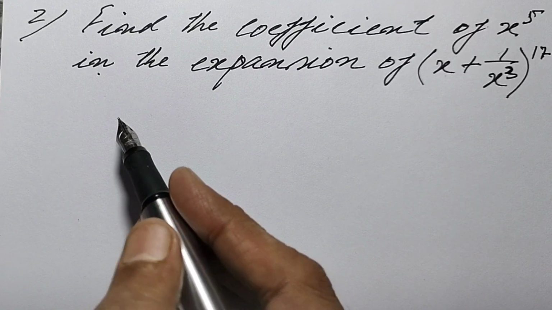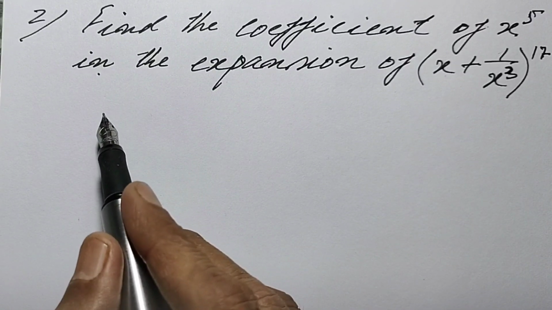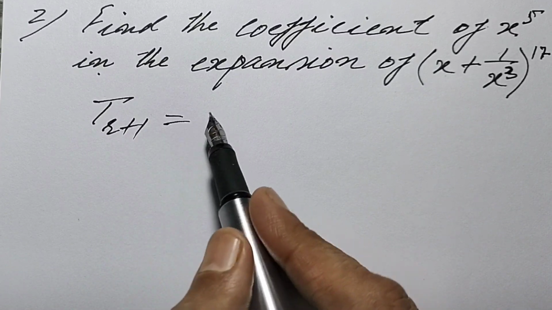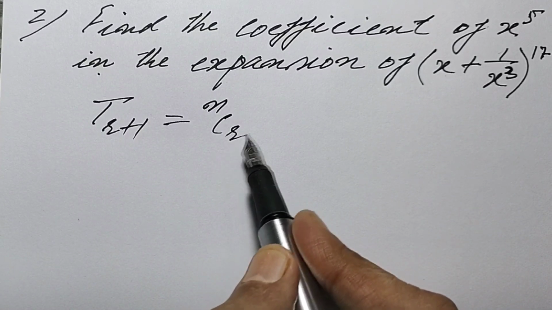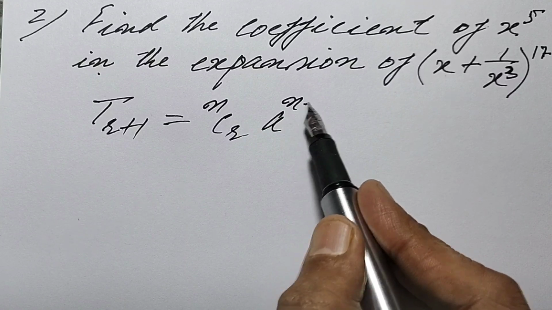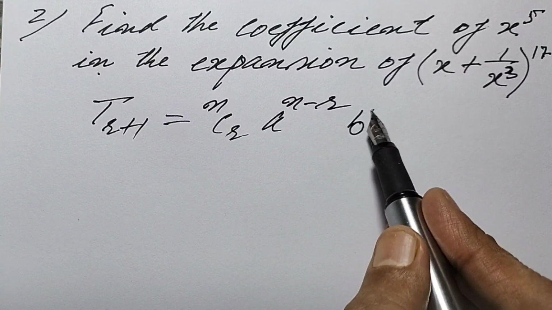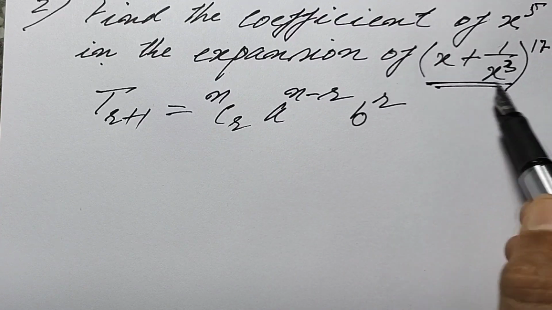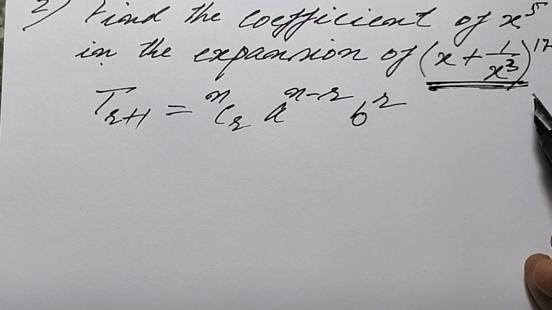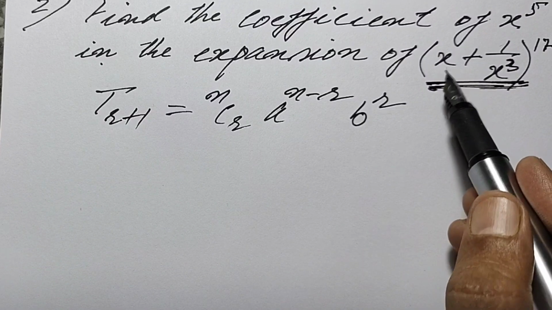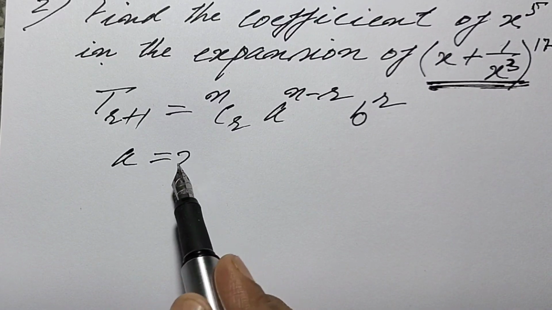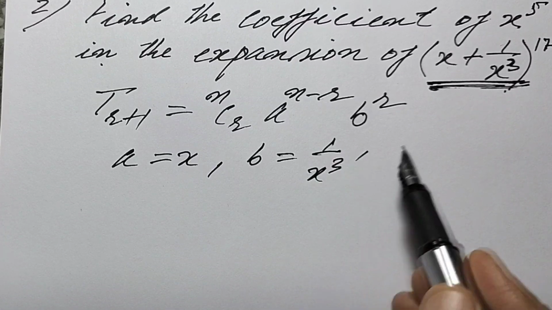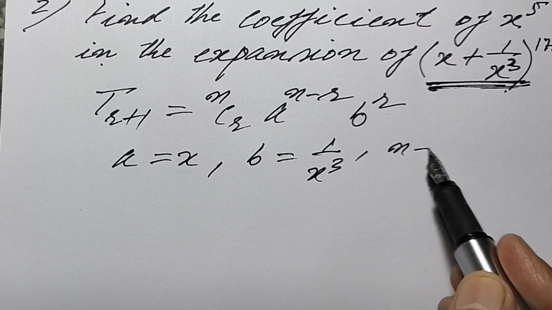So in this type of question, first we write general term, that is tr plus 1 is equal to ncr a raised to the power n minus r b raised to the power r. And then we compare this given binomial expression with the standard binomial expression, that is a plus b raised to the power n. So we have a is equal to x, b is equal to 1 upon x cube, and n is equal to 17.